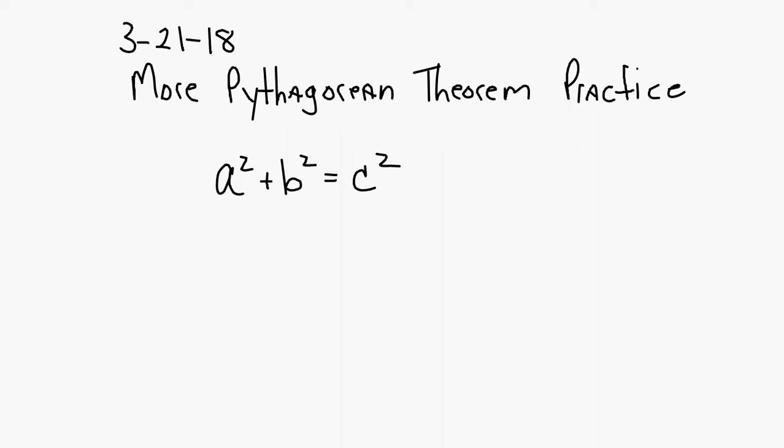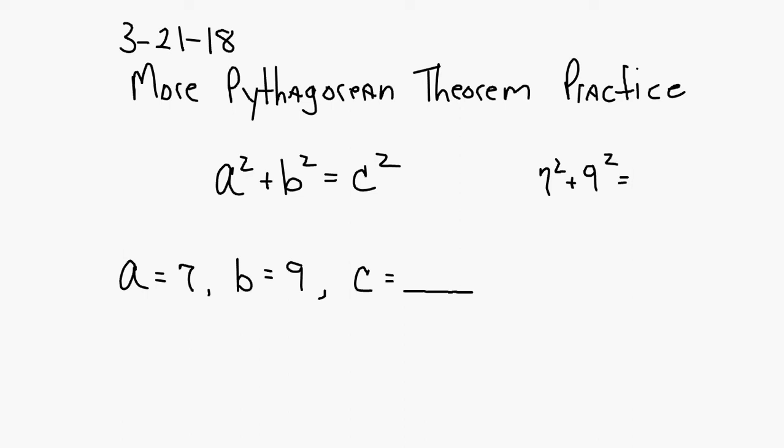So if you're told that A is equal to 7 and B is equal to 9, and you're asked to find C, you take these values and you replace those letters in the problem. So you would replace the A with a 7, so 7 squared plus 9 squared equals C squared.